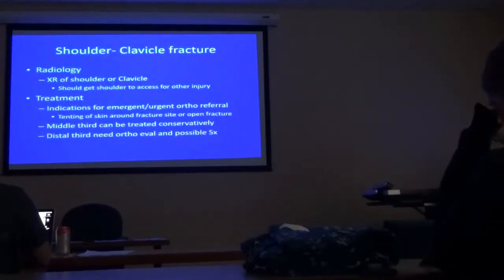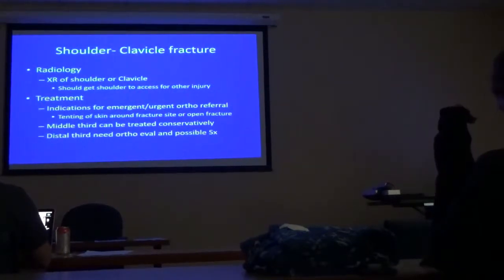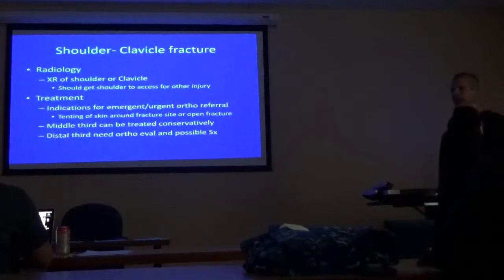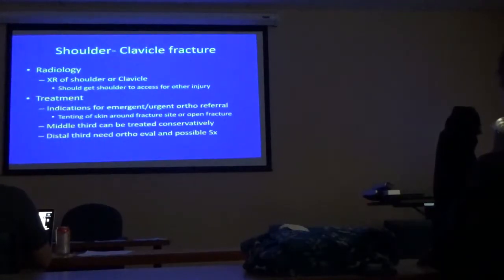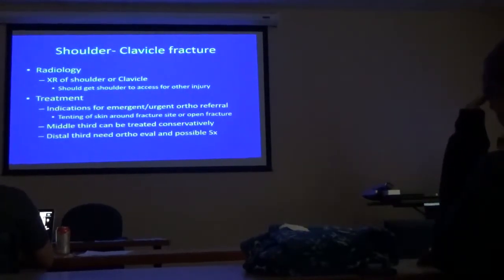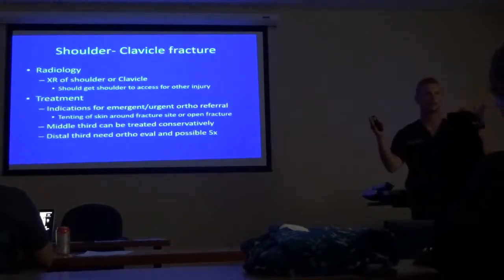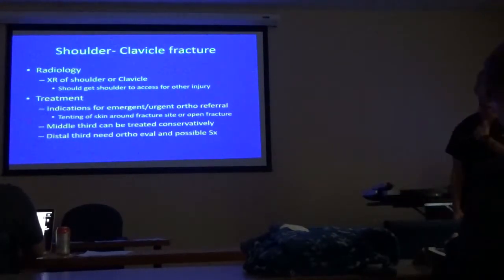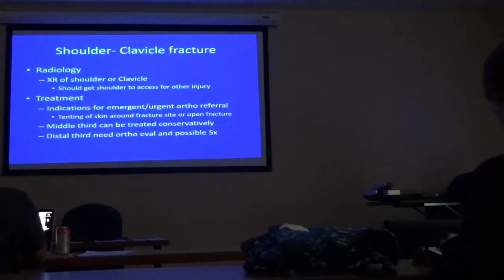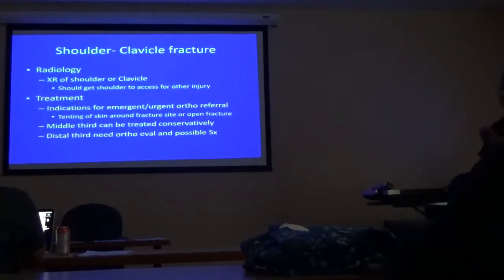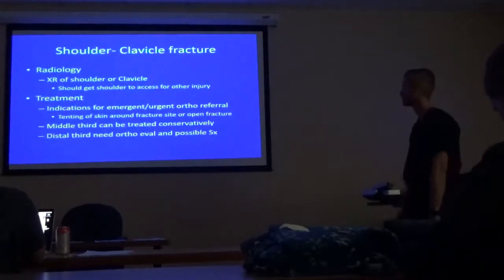For an X-ray of the shoulder or clavicle, you can do a toned down view of the actual clavicle, or you can just tell your rad tech, hey, I want to get a picture of the shoulder. Just give a widened view that includes the clavicle. That's typically what I do, so you don't have to order a clavicle and a shoulder, because you want to make sure there's no associated fracture of the shoulder as well. Make sense?